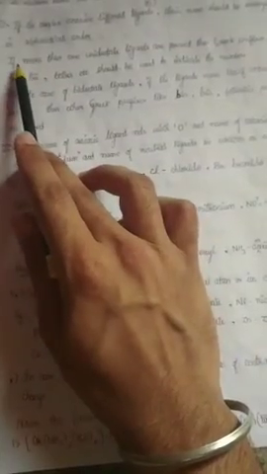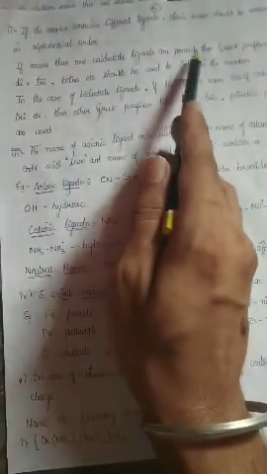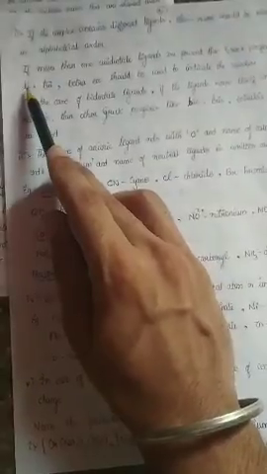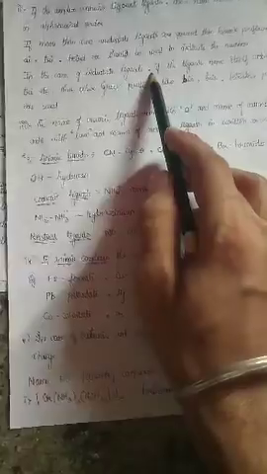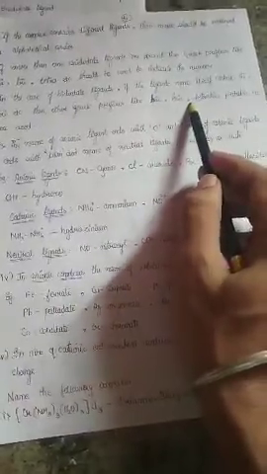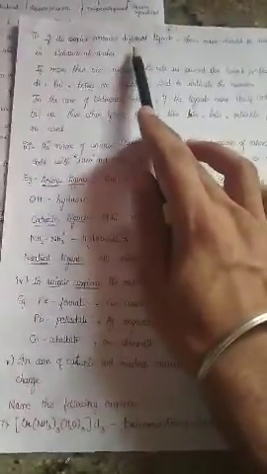Similarly, if more than one unidentate ligand is present, you use the Greek prefixes di, tri, tetra, etc. to indicate their number. But if you have bidentate ligands, or the ligand name itself contains di, tri and so on, we indicate their number by other Greek prefixes: bis, tris, tetrakis, pentakis, etc.